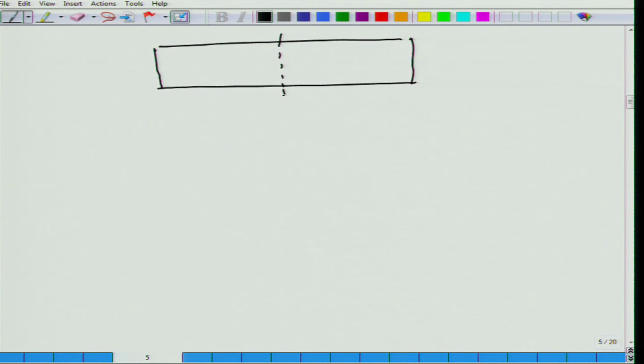And this is my junction. Very close to the junction in the n type, the electrons in this part have gone towards the holes, hence this is depleted. All that is left here is the positive ion core.